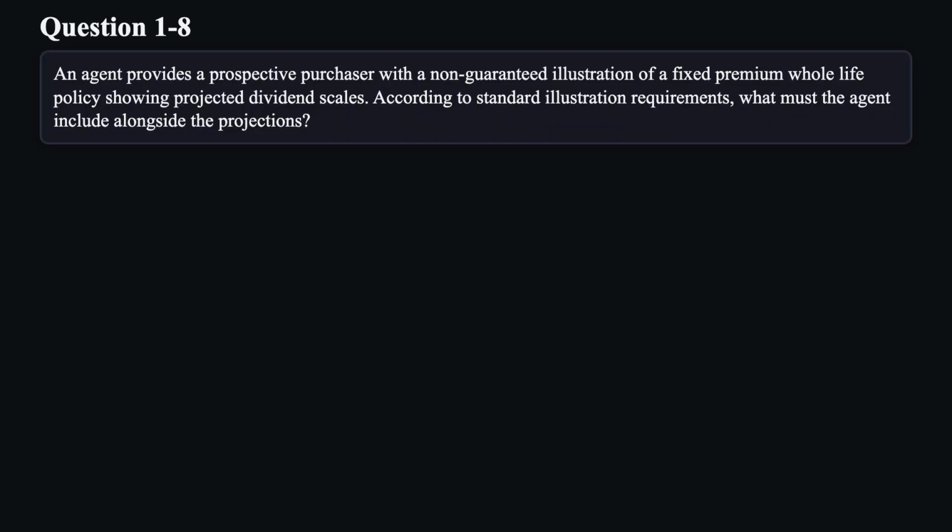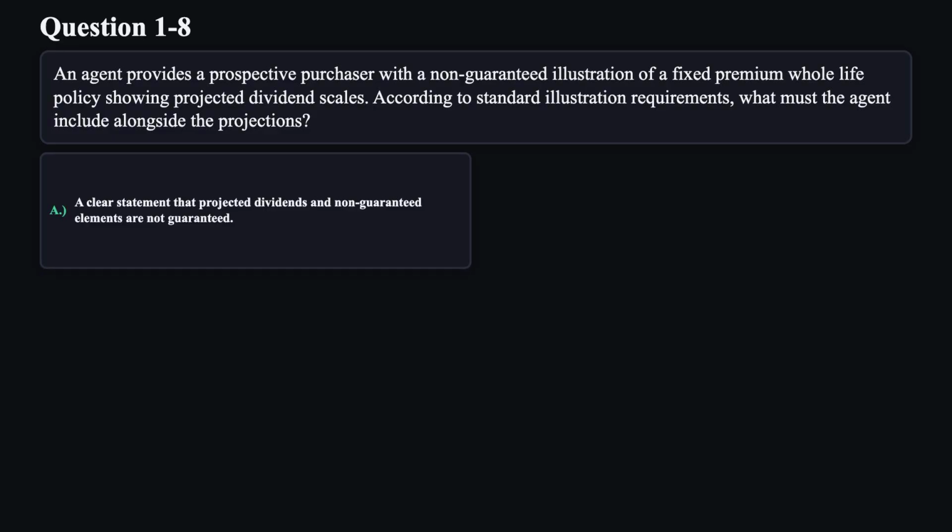Question 8. An agent provides a prospective purchaser with a non-guaranteed illustration of a fixed premium whole life policy showing projected dividend scales. According to standard illustration requirements, what must the agent include alongside the projections?